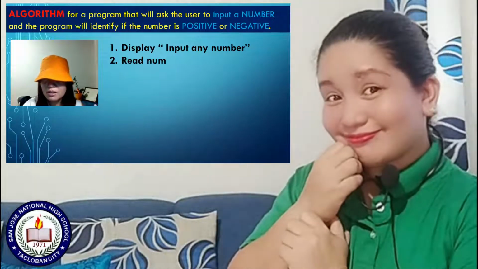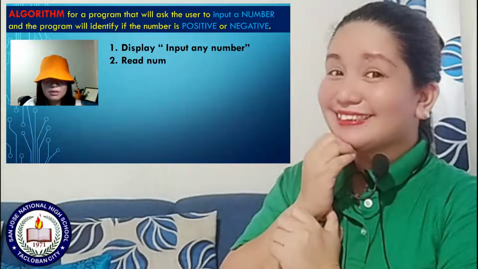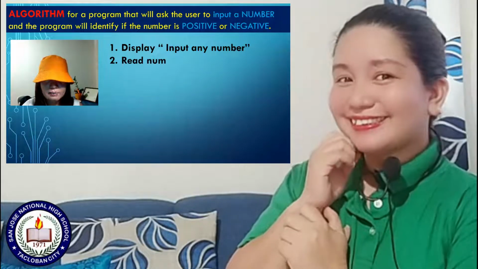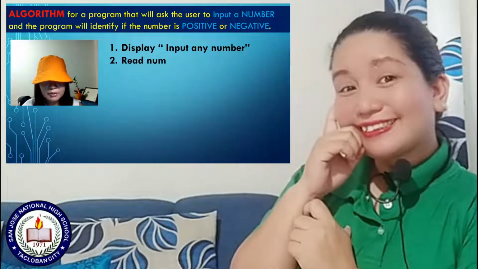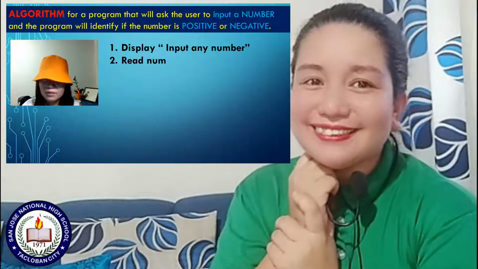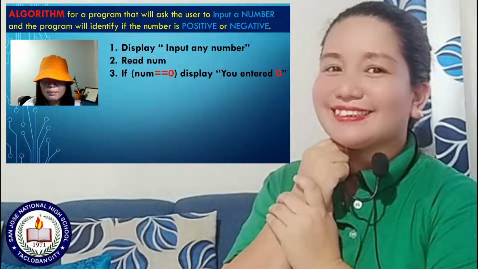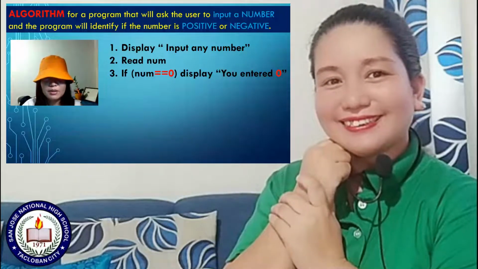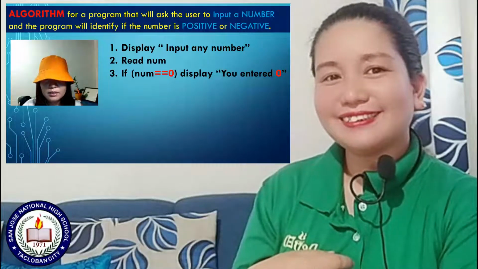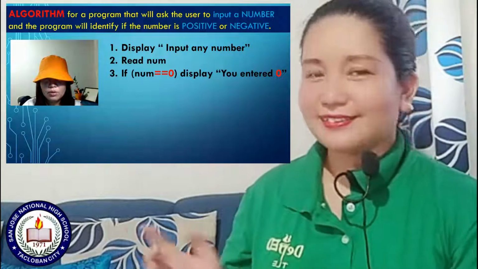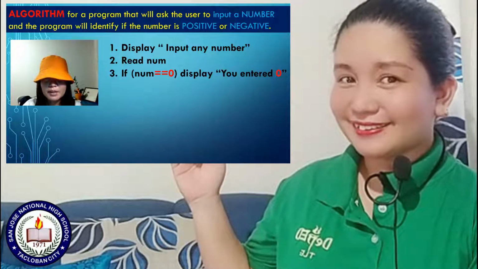So this algorithm is really for the computer. The number one step here is display input number, and the second one is read number. Next, while the program is reading the number, at the same time it is also identifying what kind of number has been input by the user.